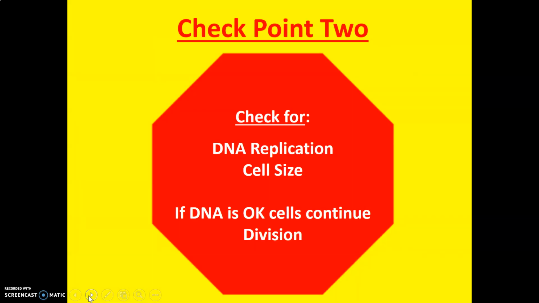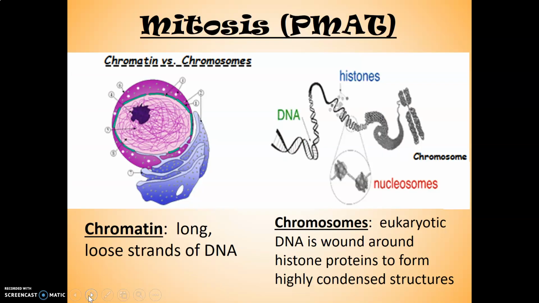After G2, you have a second checkpoint. It's again looking to make sure that the DNA replication is complete and accurate, that the cell size is adequate, and if the DNA is okay, then the cell will continue to divide. If the DNA is not okay, then the cell should go through apoptosis. After G2, the cell enters mitosis.